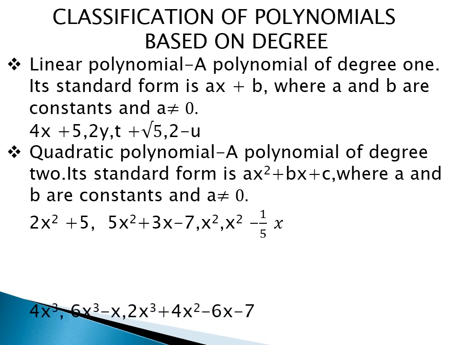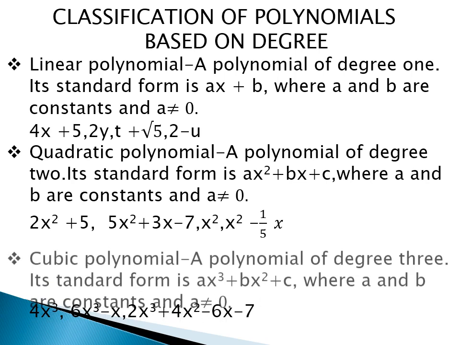Now the next point, we can easily understand from examples: 4x cube. What is the highest power? 3 only. 6x cube minus x. What is the highest power there? 3 only. 2x cube plus 4x square minus 6x minus 7. What is the highest power there? That is also 3. Such examples have degree 3, that means the highest power of the variable is 3. So what can we conclude here? A polynomial of degree 3 is called a cubic polynomial.